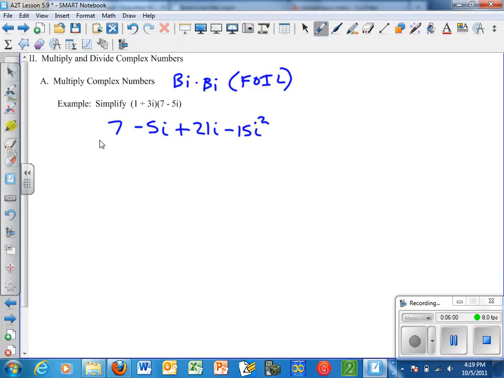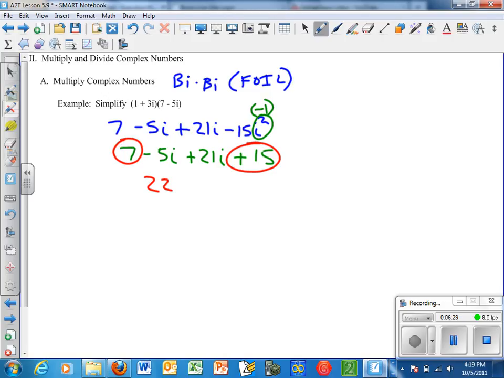Okay? Now, we have to remember what i squared is equal to. It is equal to negative 1. So I really have 7 minus 5i plus 21i. And then if I do minus 15 times a negative 1, that would be minus a negative 15, which is going to turn to plus 15. So in that step, I changed my i squared to negative 1. Now I want to combine my real parts, which are my non-i terms. So that would be 22. They're both positive. And then I want to put my i terms together. So that negative 5 plus 21 would be plus 16i.